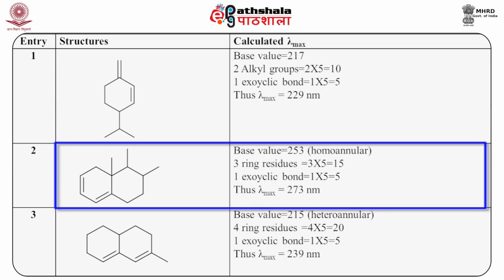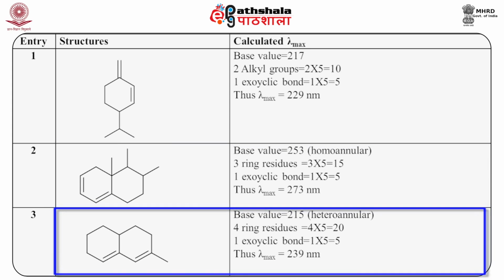Now, coming on to the second entry, as you can see, the second entry corresponds to a homoannular diene. This diene will have 3 ring residues which correspond to a value of 15 nanometer, with the exocyclic double bond having an addition of 5 nanometer. Thus, calculating the lambda max, it will become 273 nanometers after adding up all the substituents and their contribution to the parent value, which is 253 nanometers.